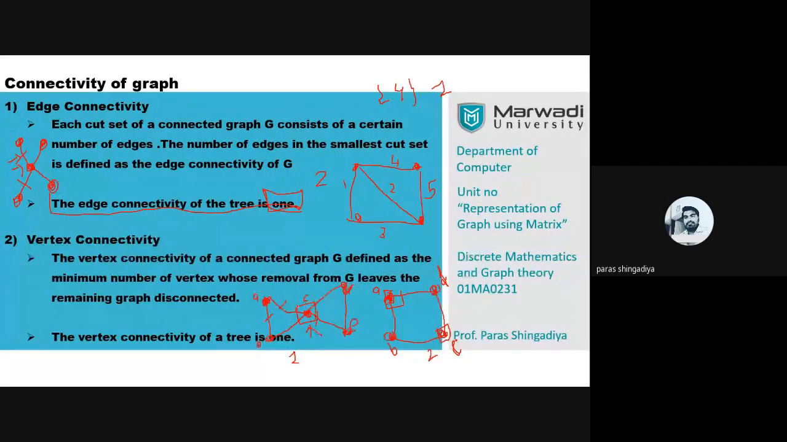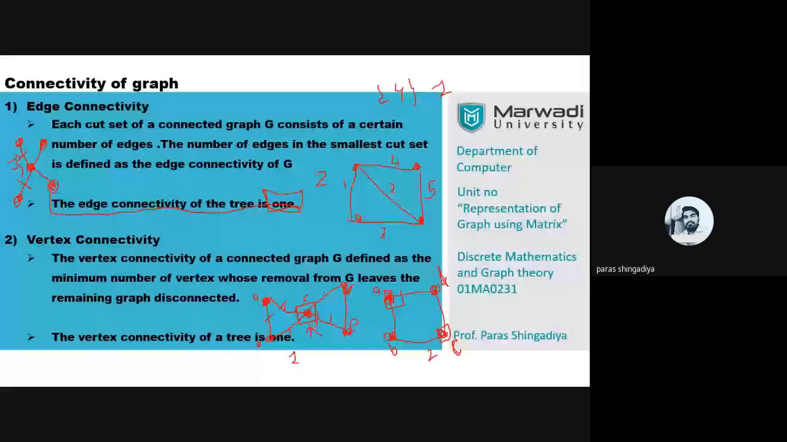So in place of A, if I delete the vertex C, the middle one, then these 4 edges will also be deleted with this vertex because they are connected to it. So when we remove C from the graph, your graph becomes two partitions. The remaining portions are in two partitions now.